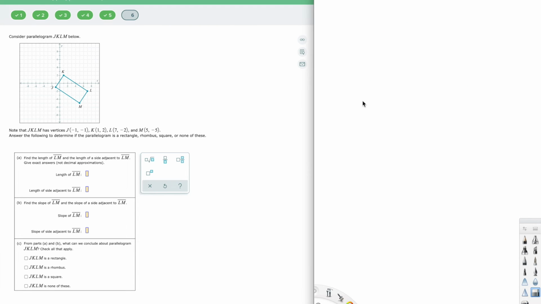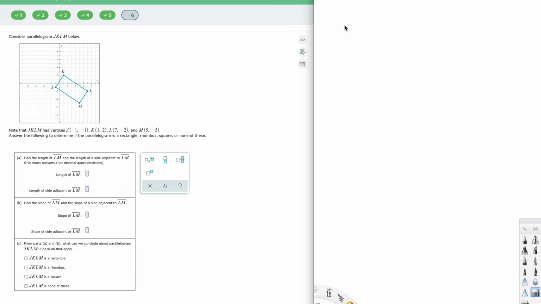So it tells us we have JKLM here, and it gives us the vertices. Answer the following to determine if a parallelogram is a rectangle, rhombus, square, or none of these. Well, it told us it's a parallelogram, right? We already know that. So if the parallelogram is either a rectangle, a rhombus, or square, we have to think about those pieces.